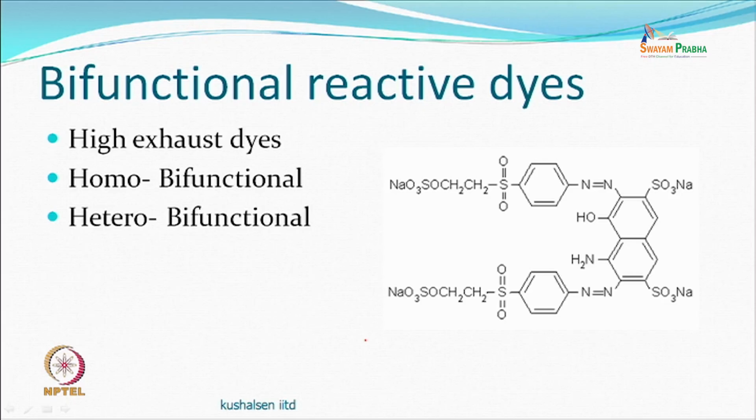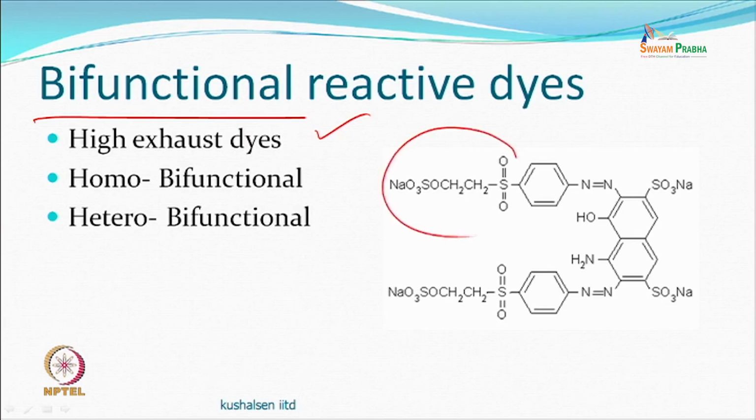We do have another type of dye which is called bifunctional. From the dyeing point of view, they are known as high exhaust dyes. They have two reactive groups. This reactive group is called vinyl sulfone, right? So there are two reactive groups instead of one, and therefore they are called bifunctional reactive dyes.